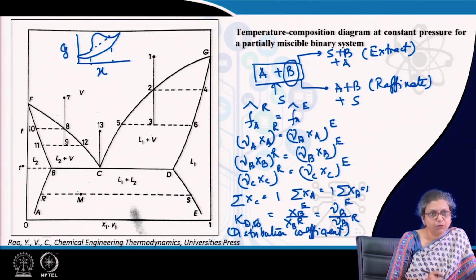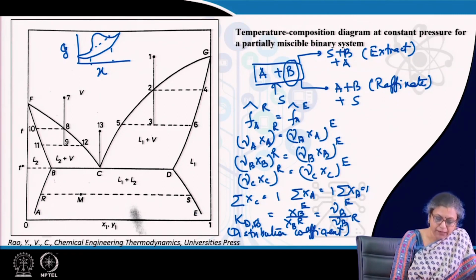And remember one thing, that liquid equilibrium is influenced by temperature, but it is independent of pressure. So we would always like to operate at higher and higher pressure, in order to ensure that the existence of two liquids can be extended over a larger range of composition, and we do not enter the vapor range.